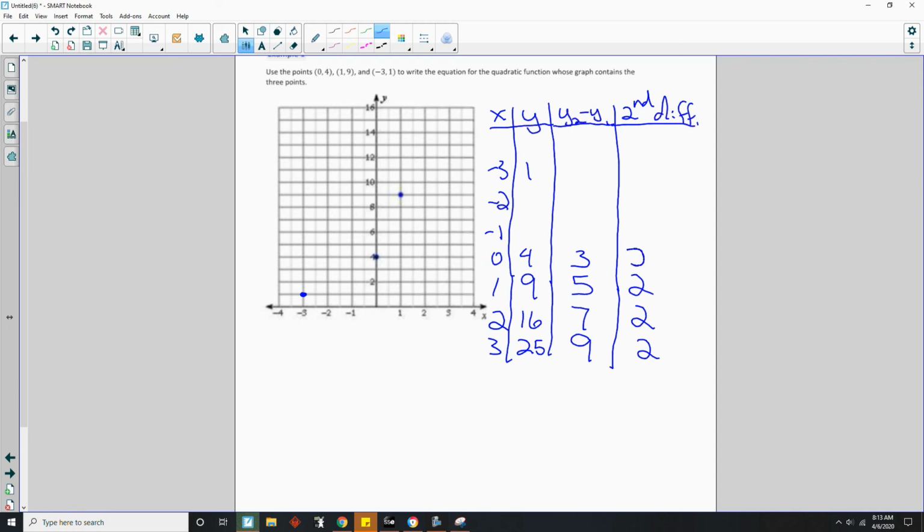So if this is a common difference of 2 here, this is 3. 3 minus 2 is 1. If this is a common difference of 2 here, 1 minus 2 is -1. And if this is a common difference of 2, -1 minus 2 is -3.